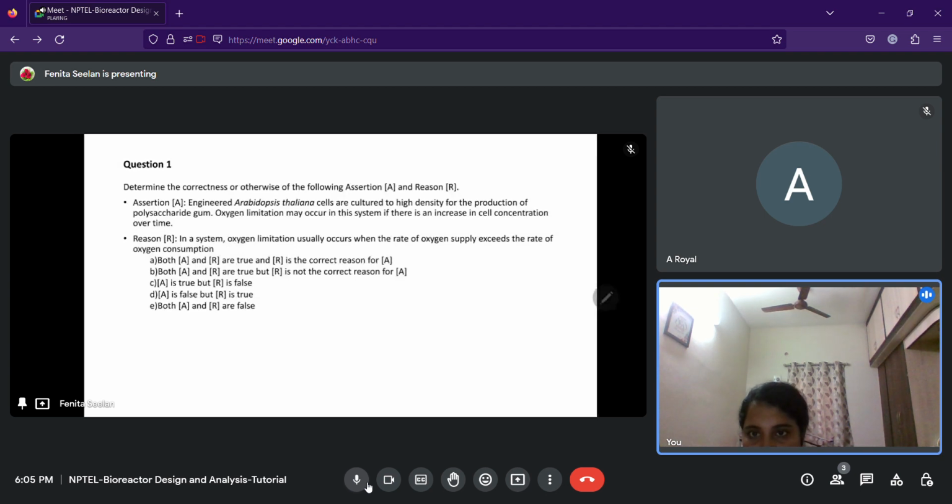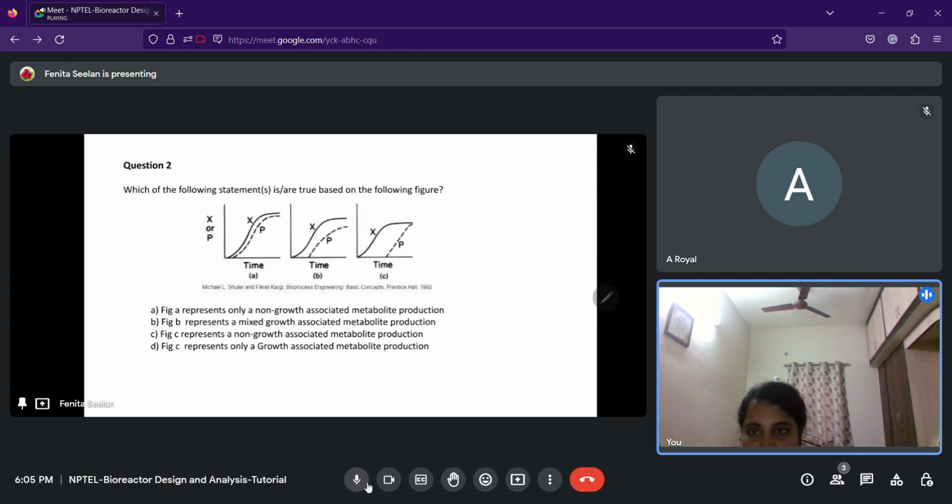As it would have been explained by ma'am, the answer would be: A is true, but R is false. The assertion, the first statement, is true, and the reason given for it is false, because usually oxygen limitation happens when the rate of oxygen supply is lower than the rate of oxygen consumption. The statement given is not correct. That is why the answer is A is true, but R is false.